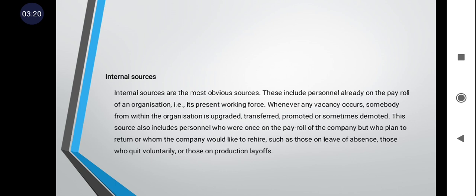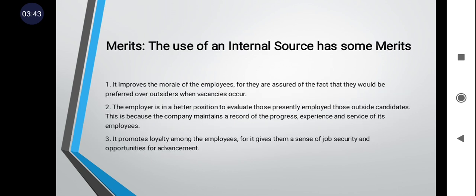This source also includes personnel who were once on the payroll of the company but who plan to return or whom the company would like to rehire, such as those on leave of absence, those who quit voluntarily, or those on production layoffs. Merits of the internal sources: it improves the morale of the employees, for they are assured that they would be preferred over outsiders when vacancies occur.